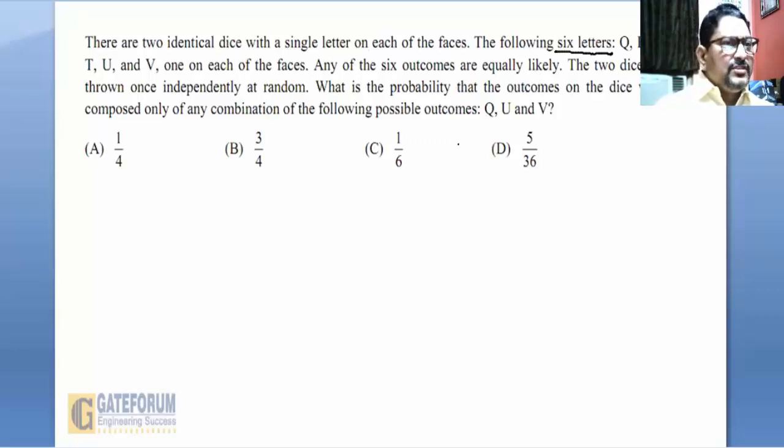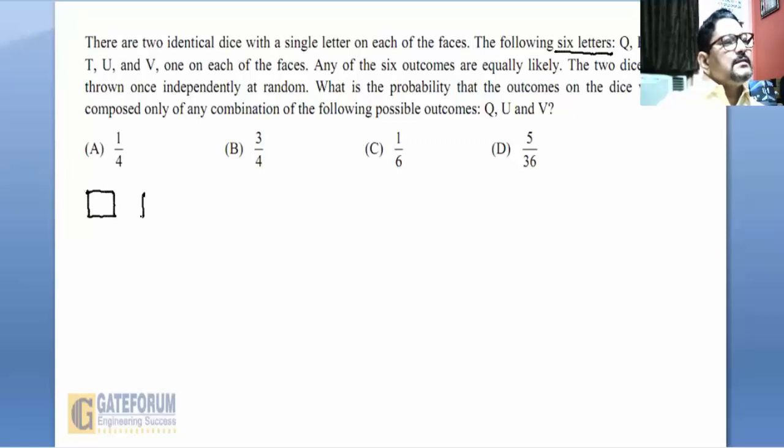The gist of the matter is that each die has those 6 letters Q to V. Now you are throwing 2 dice independently and at random. What is the probability that Q, U, or V will appear on the dice? That's what they have asked. So how are we going to solve this? To solve this, the first thing that must come in our mind is that 2 independent cases might occur.